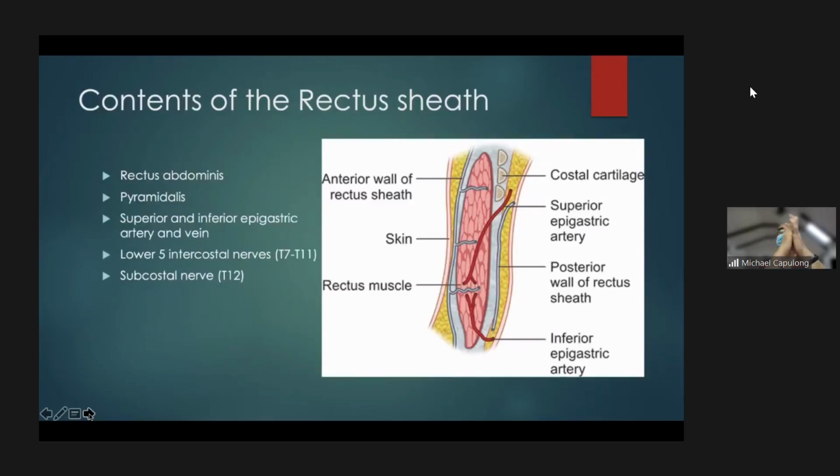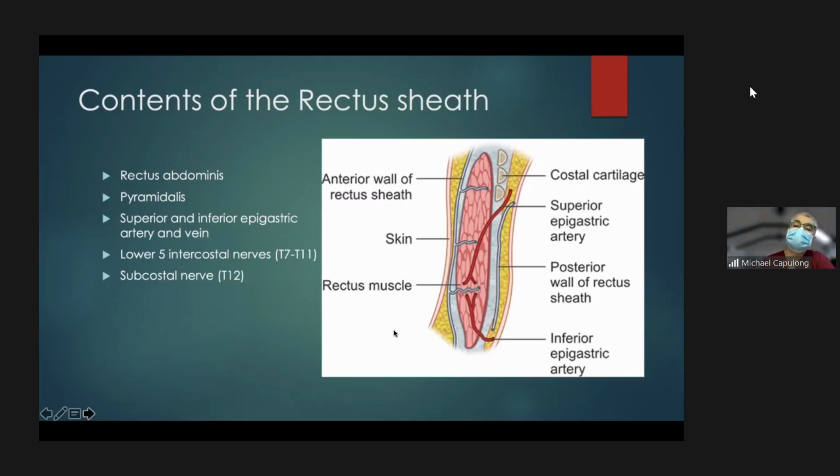Contents. So what do you see within the rectus sheath? Well, apart from, of course, the rectus abdominis muscle, there are other structures that are confined in the rectus sheath. You have your pyramidalis muscle, if it's present, the superior and inferior epigastric artery and vein, which is sandwiched together between the rectus sheath and your rectus abdominis muscle, your lower five intercostal nerves from T7 to 11, and your subcostal nerve, your T12, will be seen here.